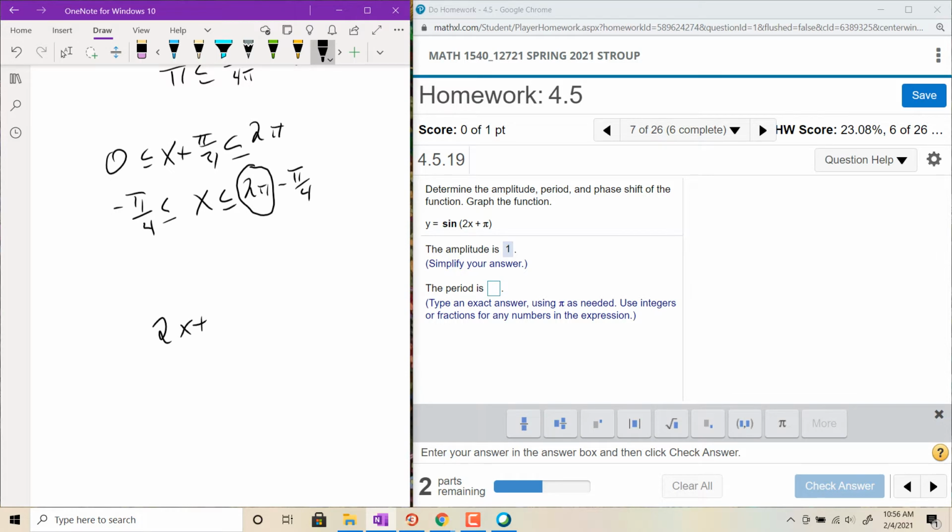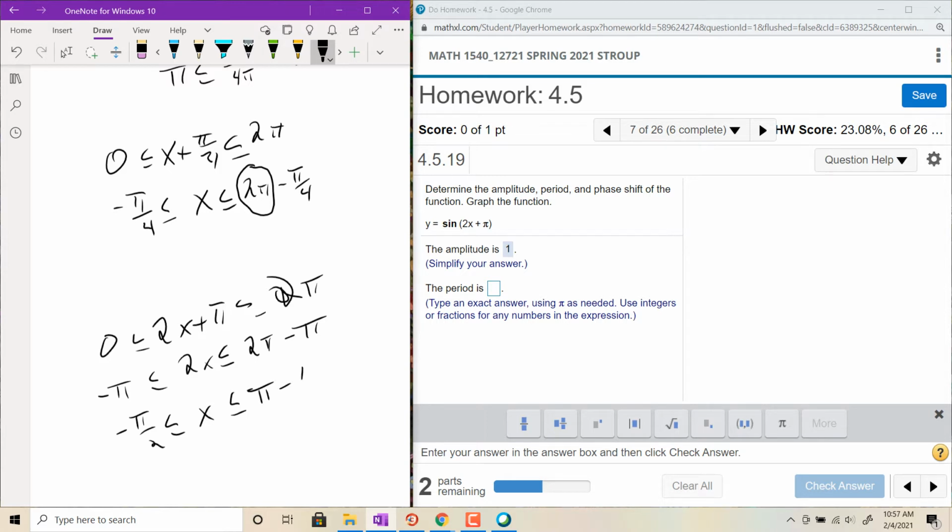So I got 2x plus pi in between 2 pi and 0. So you subtract pi from all 3 sides, and then divide everything by 2. So the phase shift is negative pi over 2. And the period is pi. Okay. So period is pi.